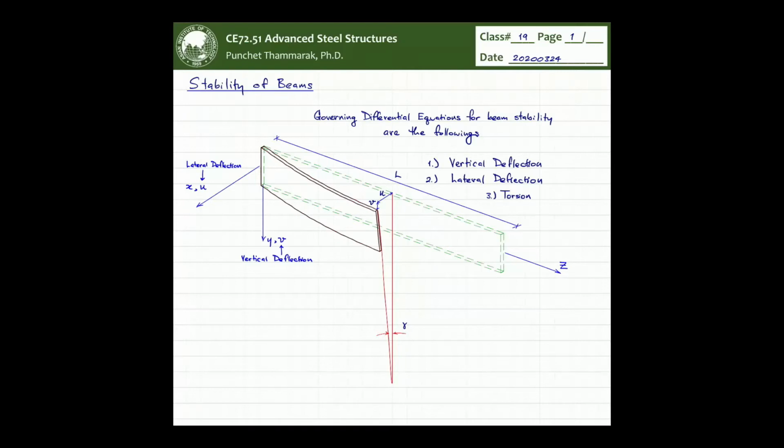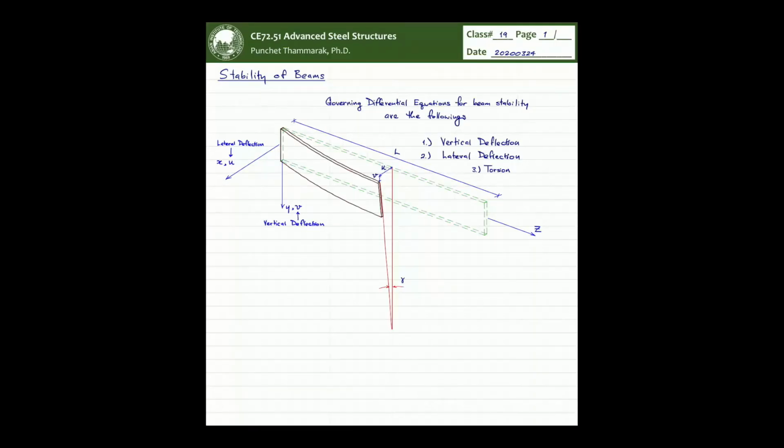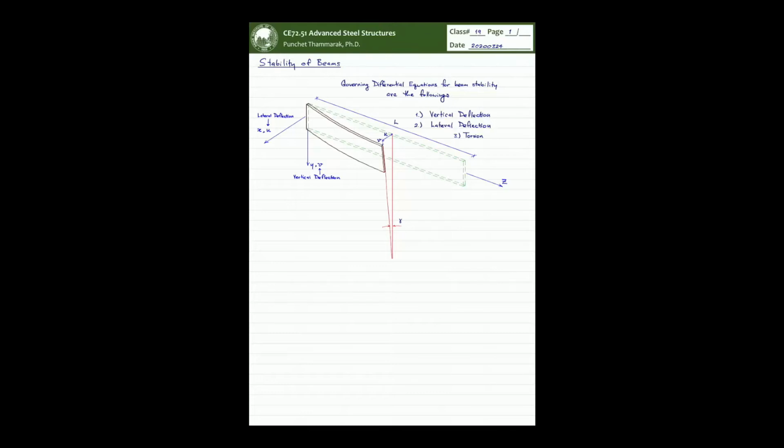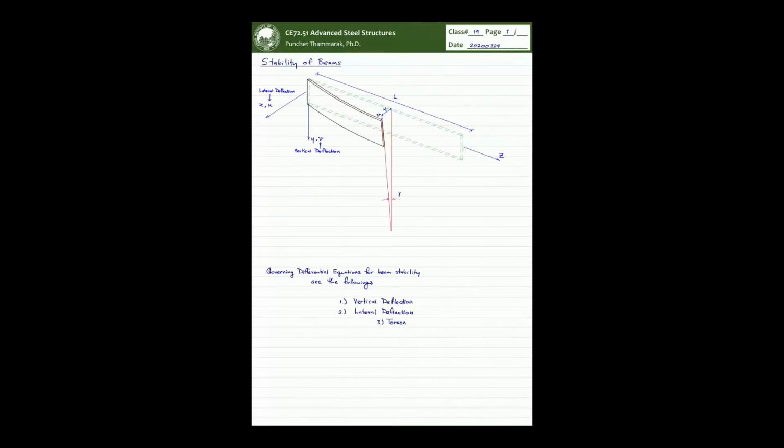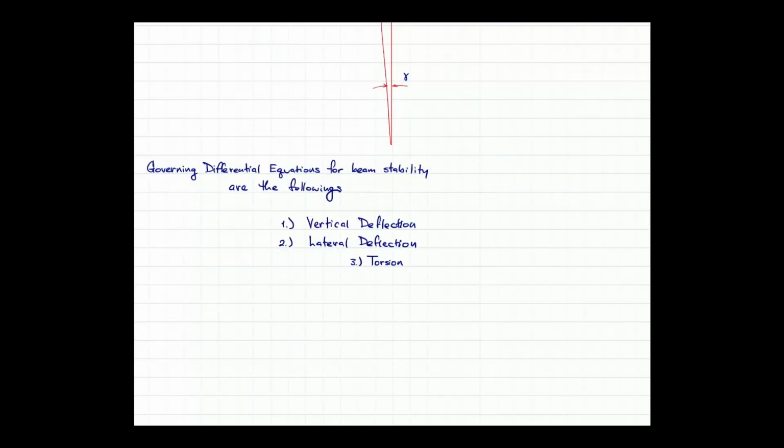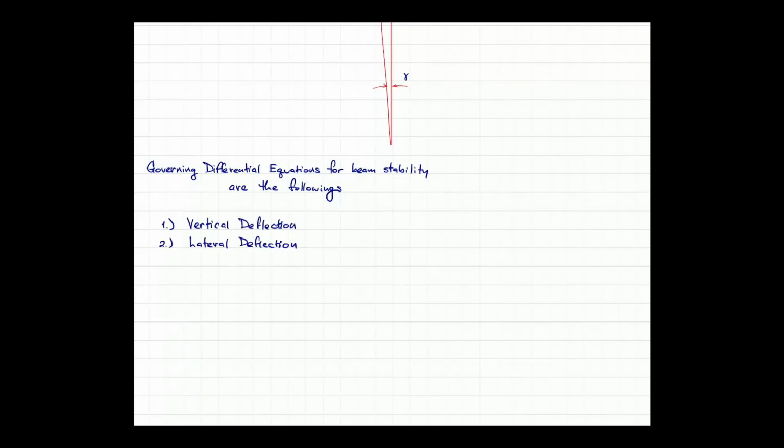Basically, this derivation, let me move around something. Down to here. Move up a little bit. Okay, yeah, better space usage. Okay, so vertical deflection, lateral deflection, and torsion. Basically, these three are the governing differential equations for this given case.